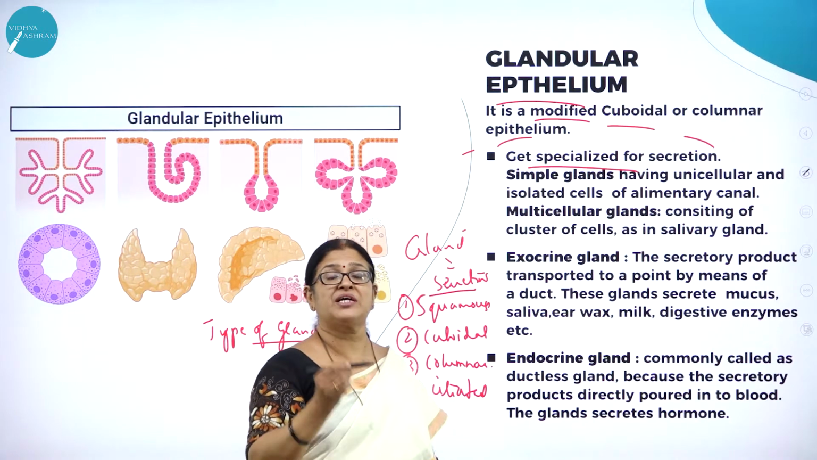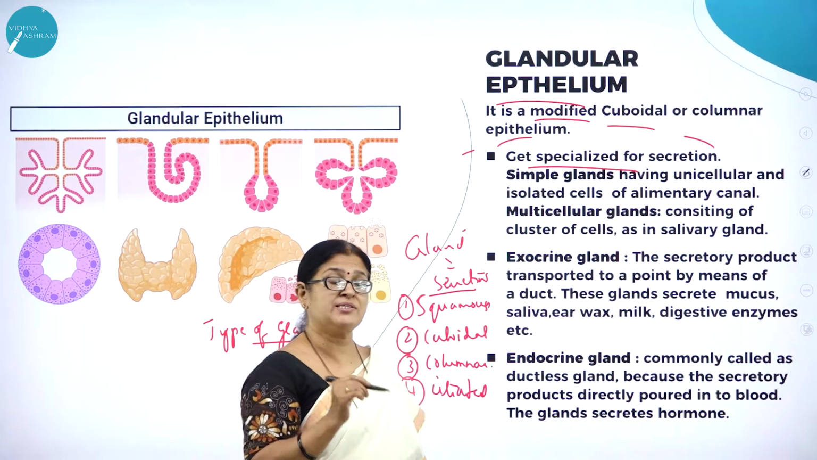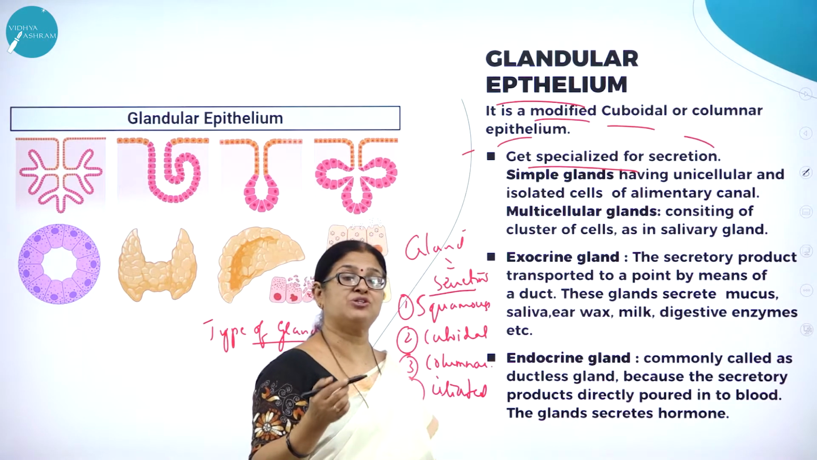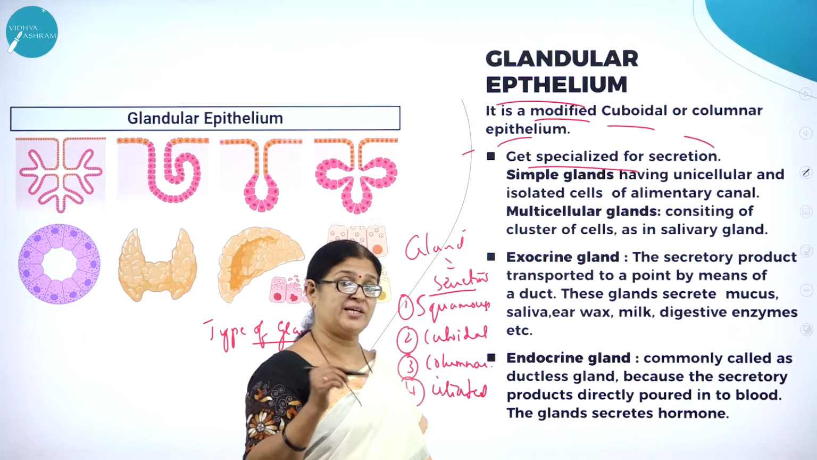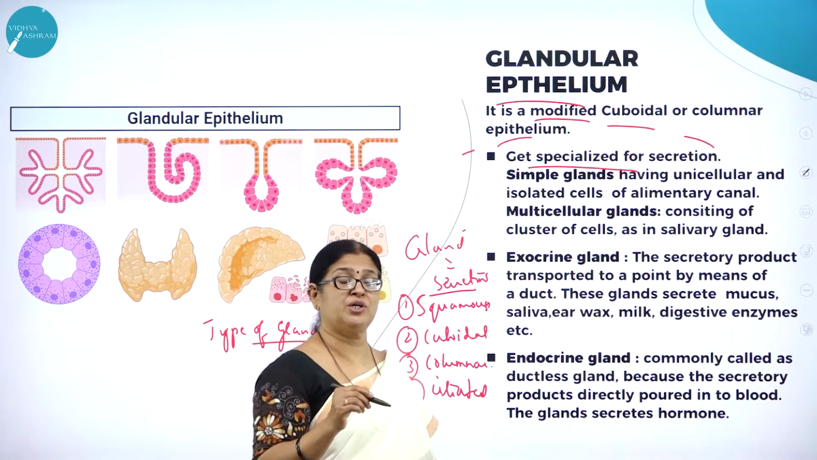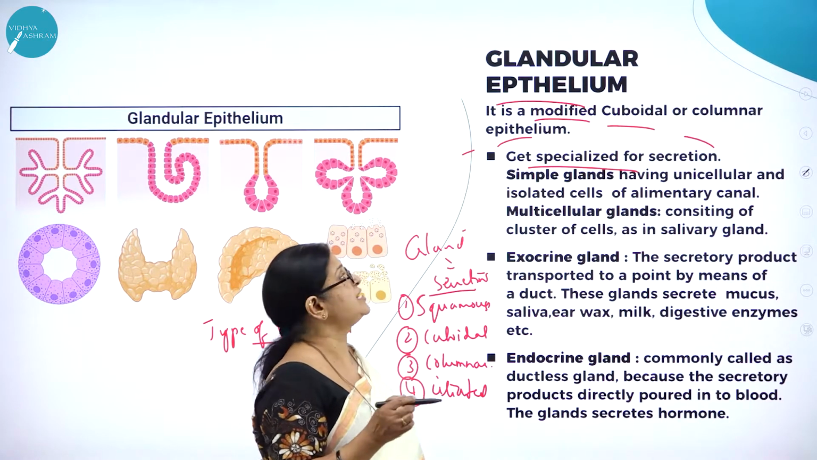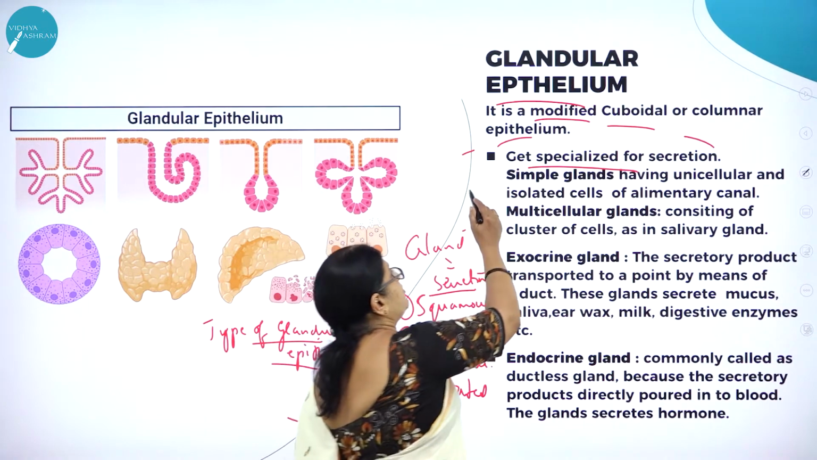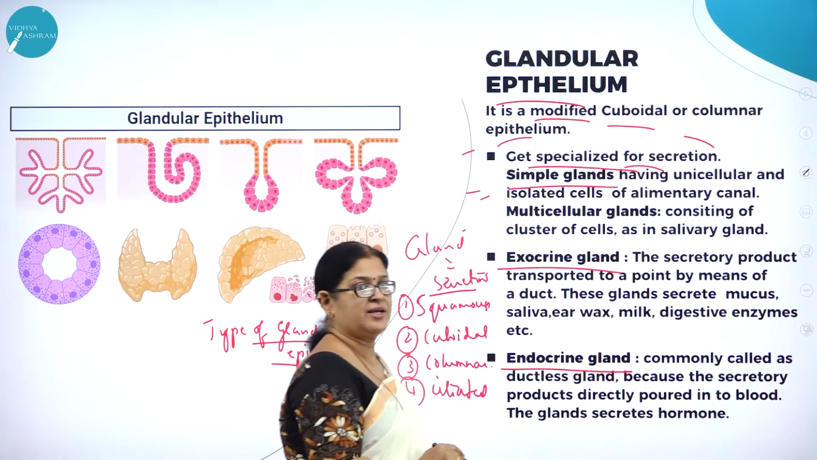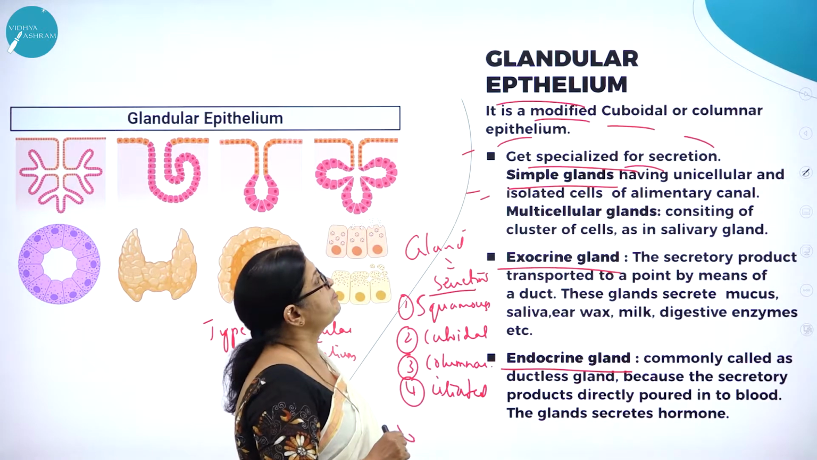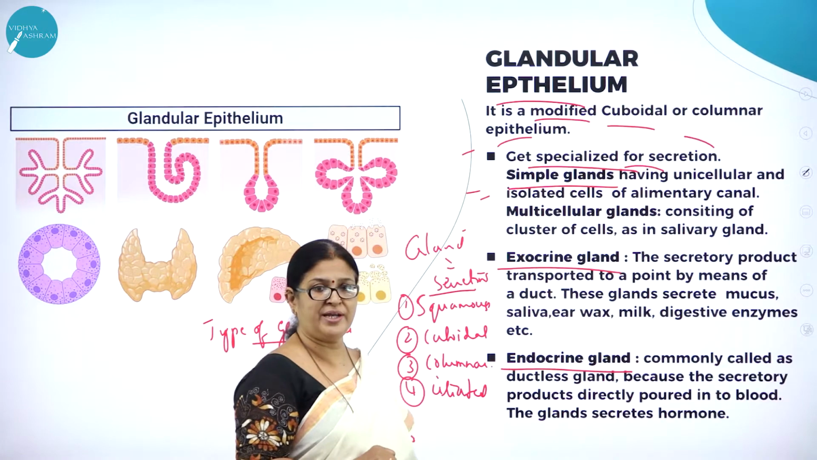As I said, the word gland refers to something which has to do with secretion. The main function of a gland is to secrete certain secretions. For example, exocrine glands secrete exocrine secretions. But for the secretions of the endocrine glands, we don't use the word secretions, we use the word hormones, right? They have been broadly classified, they get specialized for secretion. So there are simple glands, exocrine glands, and endocrine glands. What are the three types of glandular epithelium? We come across simple glands, exocrine glands, and endocrine glands.